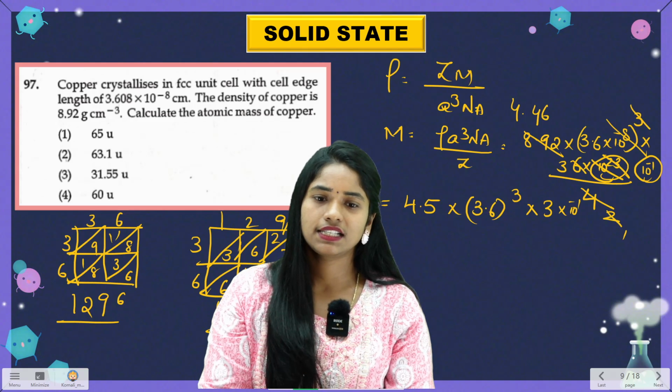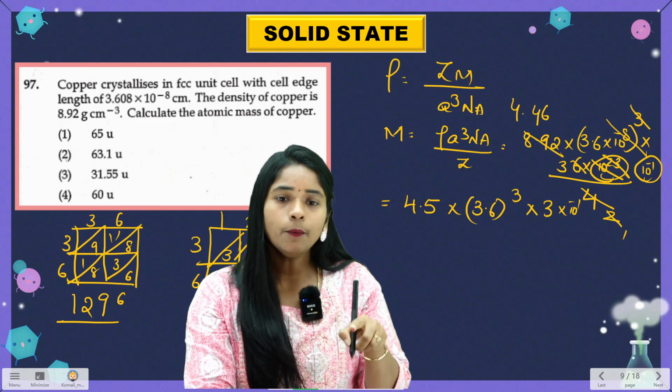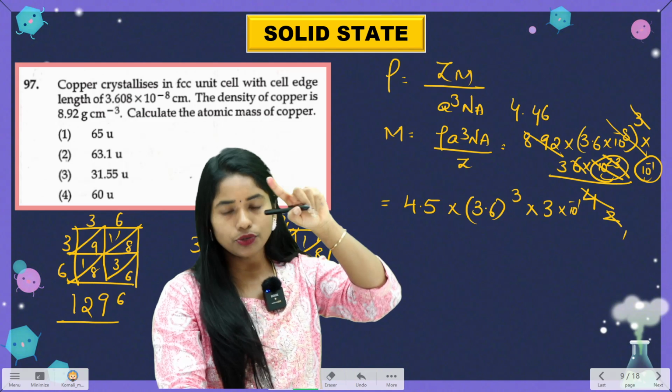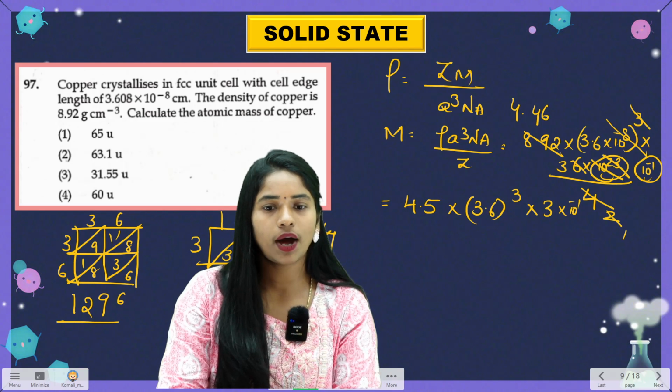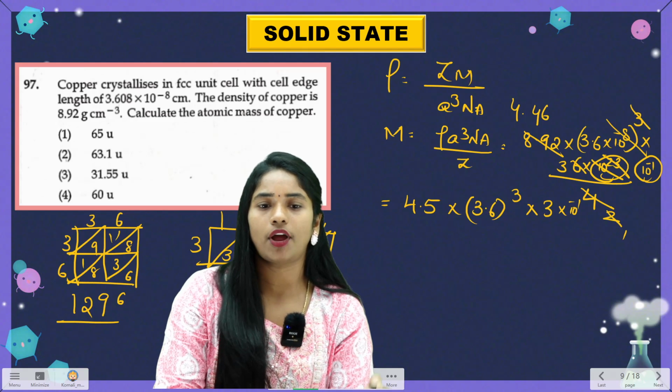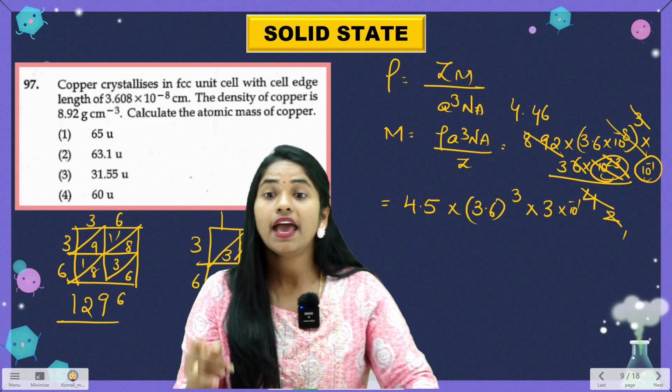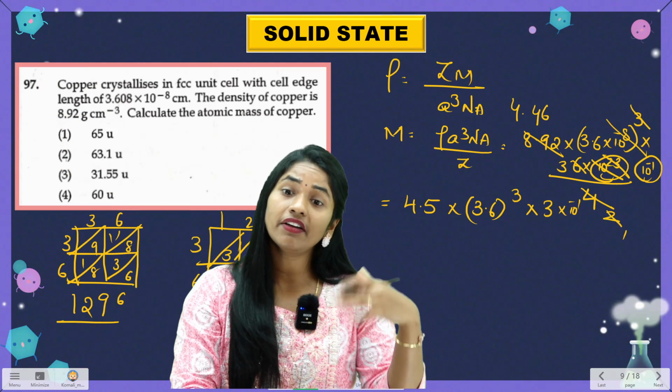4, 6, 6, 5, 6 I got. Now, total how many points? 3.6 into 3.6 into 3.6. So, total 3 decimals. 1, 2, 3. Here we have to keep the point. Now, I got 46.656.